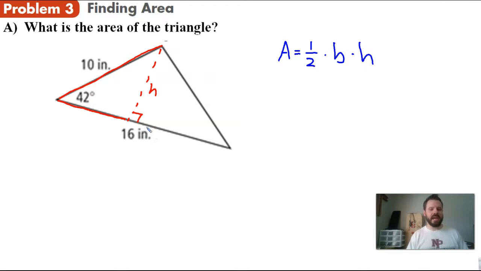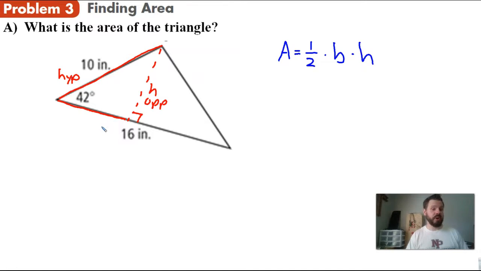Now on the left side here, I have a right triangle where I know an angle and I know a side length. Anytime you know an angle and a side, you can use trigonometry to solve for the other side, or either of the other two sides. As far as what I have here, the h is the opposite side to that 42. And if this is my right angle, that means that 10 is the hypotenuse.